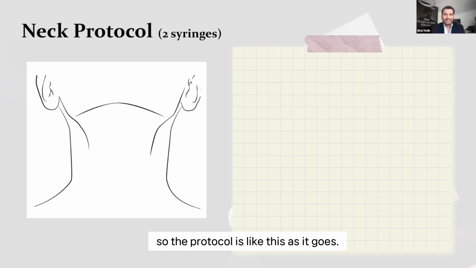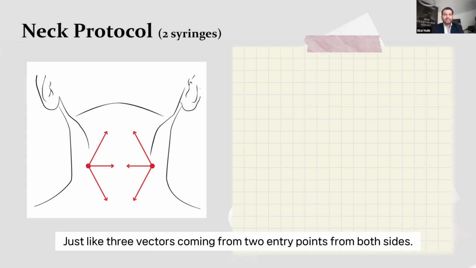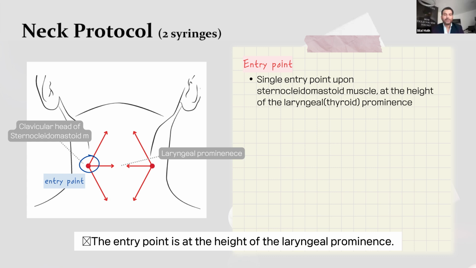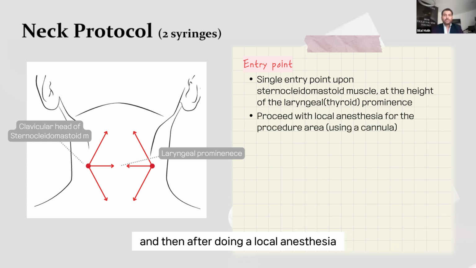So the protocol goes like this: just like 3 vectors coming from 2 entry points from both sides. Sternocleidomastoid is the margin that we are looking at. So we're looking at the single entry point at the sternocleidomastoid muscle at the height of the laryngeal prominence. And then after doing a local anesthesia, so normally you can give a bleb of lidocaine of 2 mils. What that does is that raises the skin a little bit up and helps you use the trocar or the opening needle to make an opening for the cannula to go in.